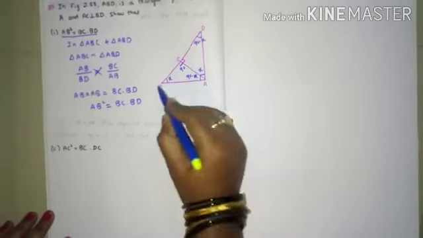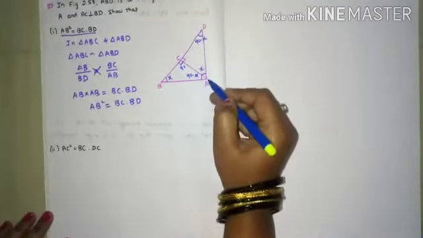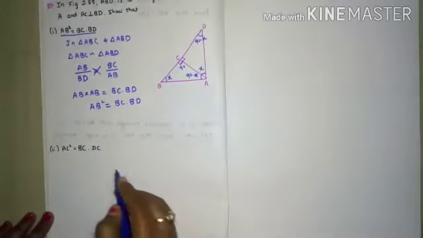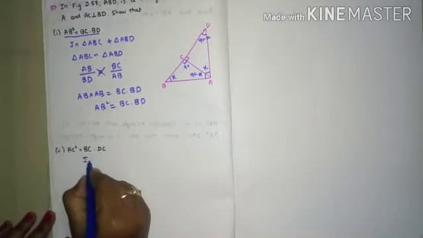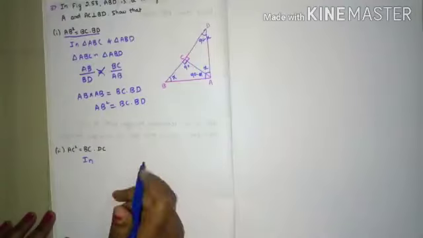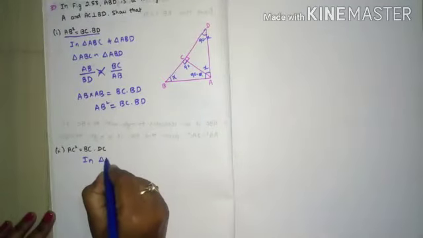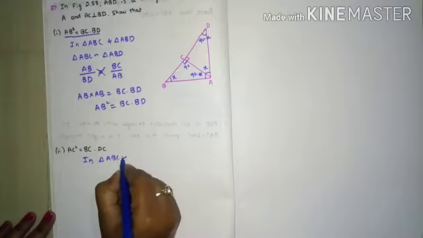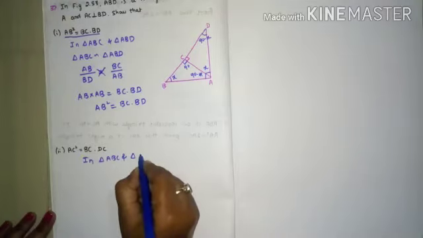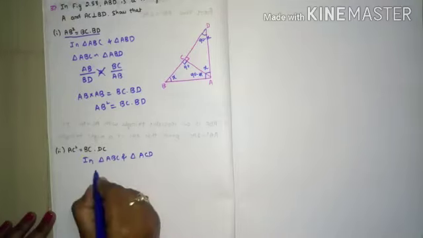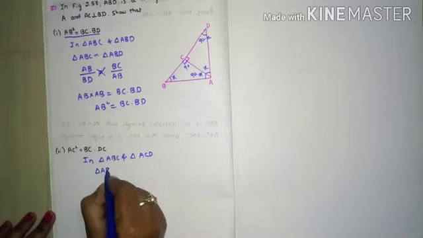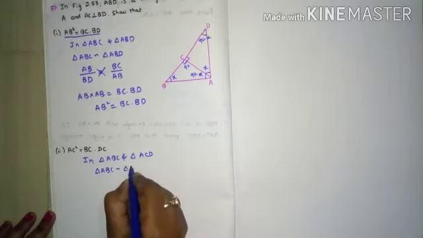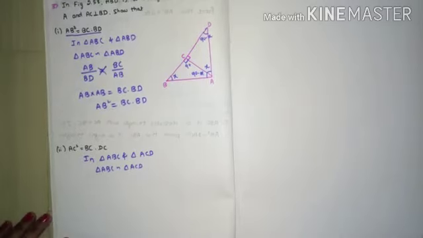BC is the side of triangle ABC and DC is the side of triangle ACD. So these two smaller triangles we have to consider now. Triangle ABC is similar to triangle ACD.